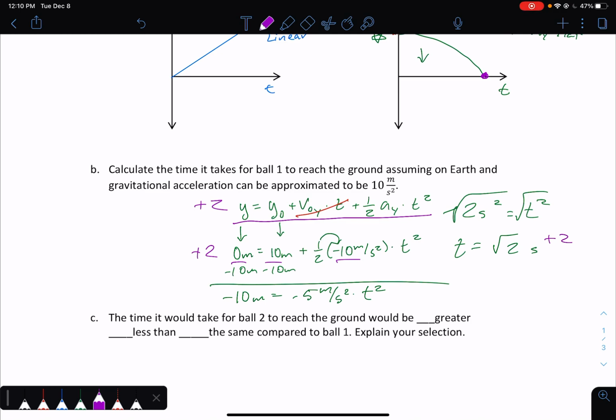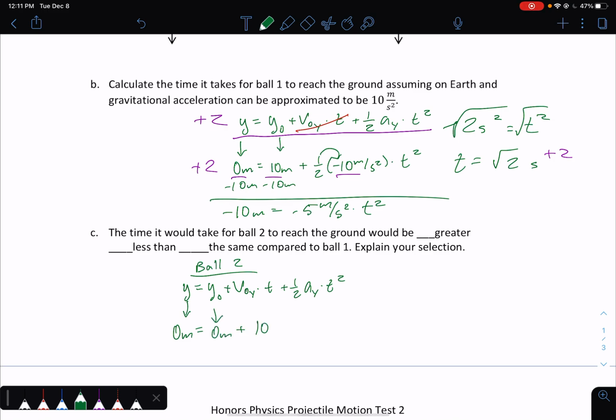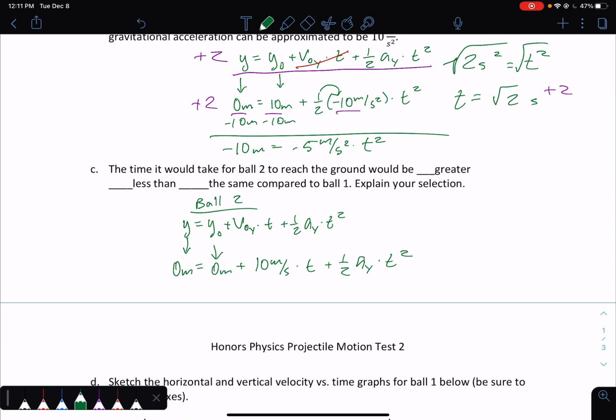Now, part C is about the fall time for ball 2, the ball that is shot up into the air. How does that time compare to ball 1? And so you could have gone through and solved for ball 2's fall time pretty much the exact same way. But it's a little different because it both starts on the ground and ends on the ground, but it has an initial y velocity. And so you need to solve for, and then ay, we have that, it's -10.